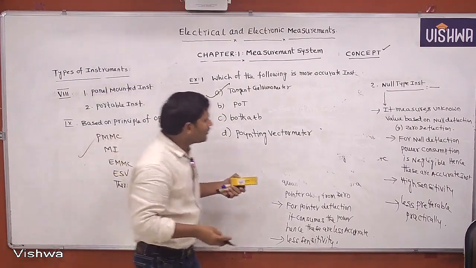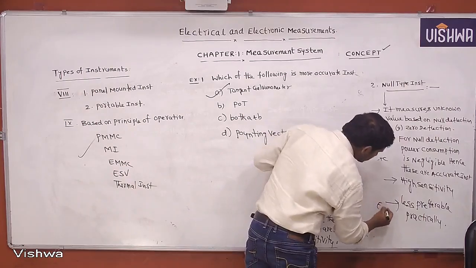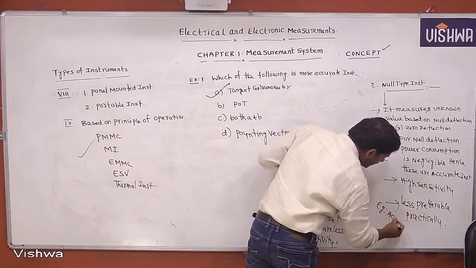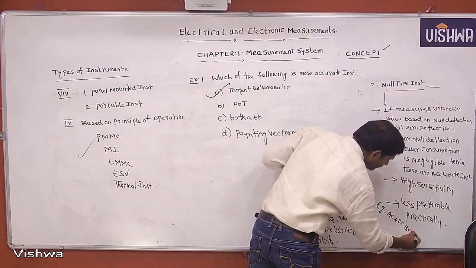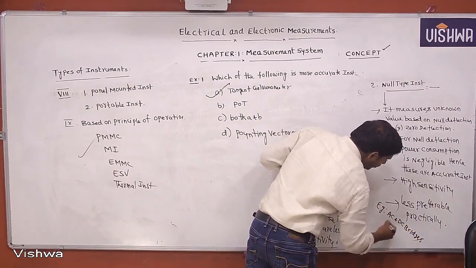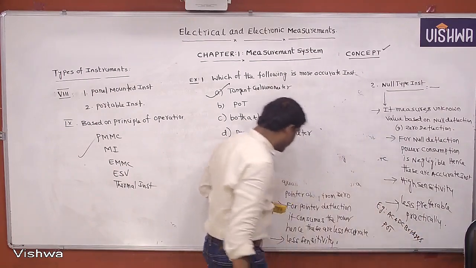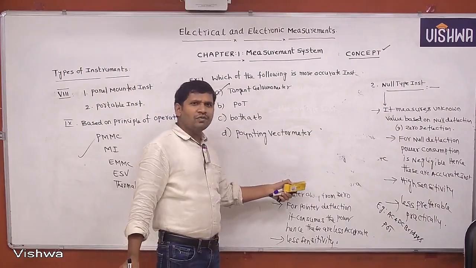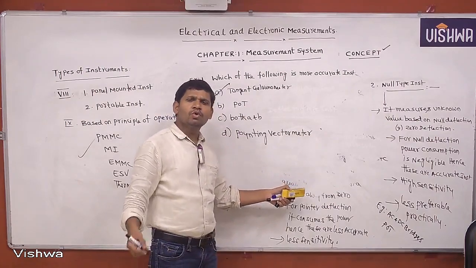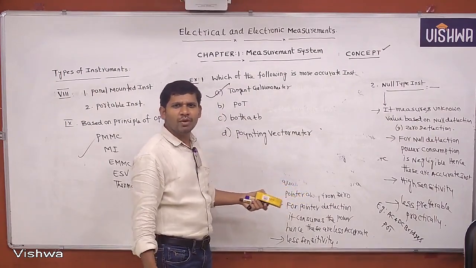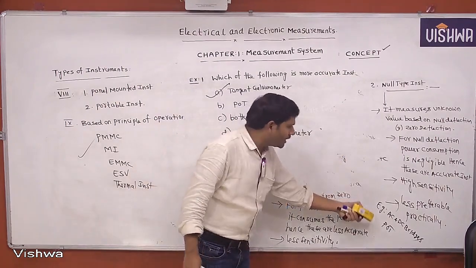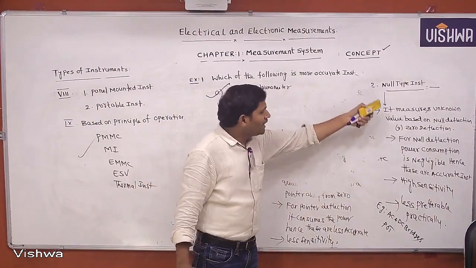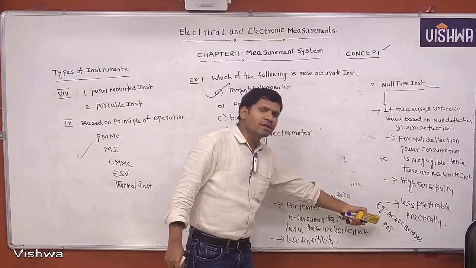What are the examples of null type instruments? AC and DC bridges and potentiometer. All these are null type instruments. What are the examples of deflecting type instruments? Voltmeters, ammeters, wattmeters are examples of deflecting type. But I am telling that null type instruments are more accurate, which means potentiometer is also more accurate.